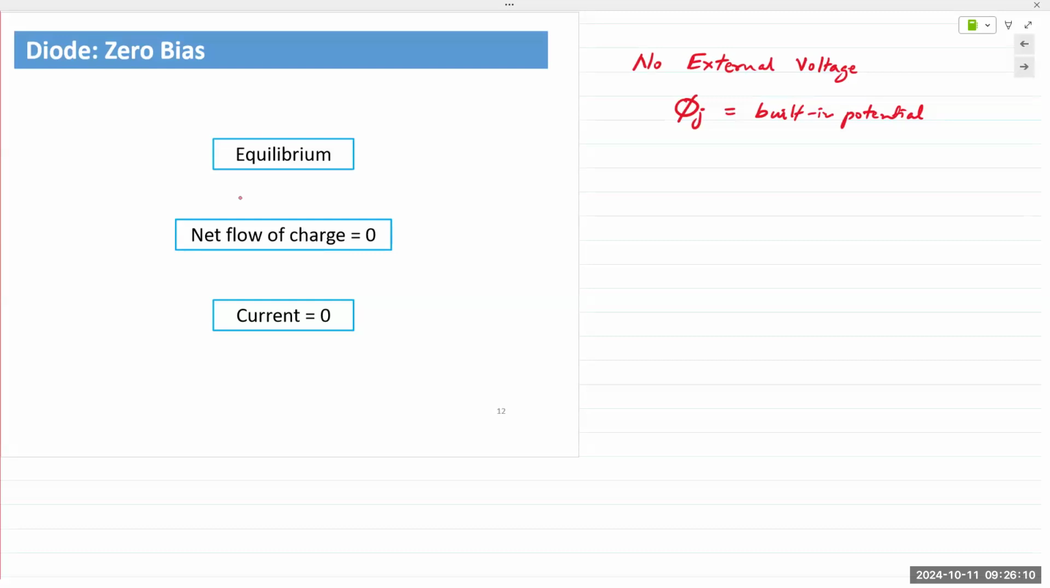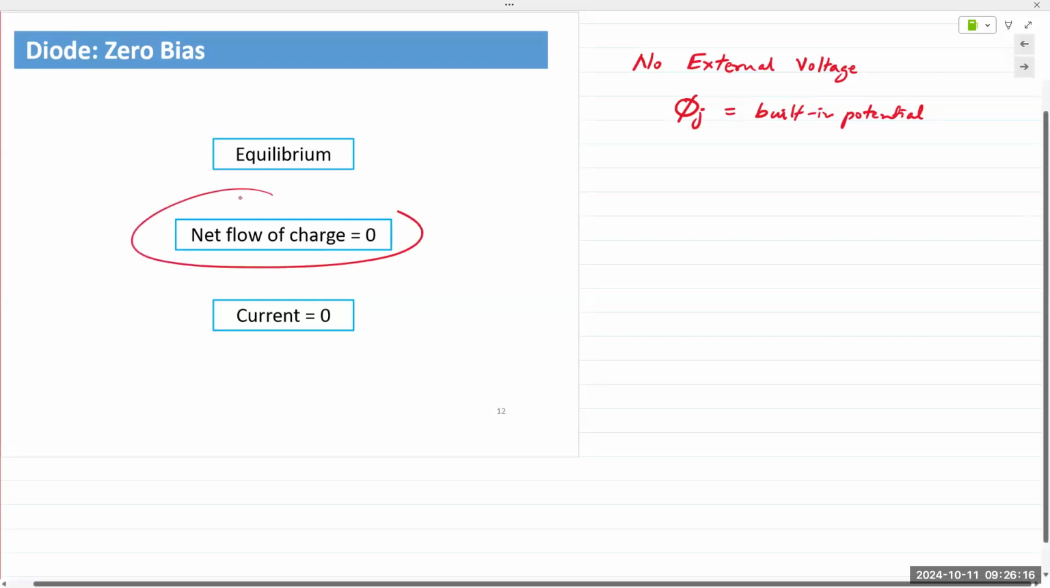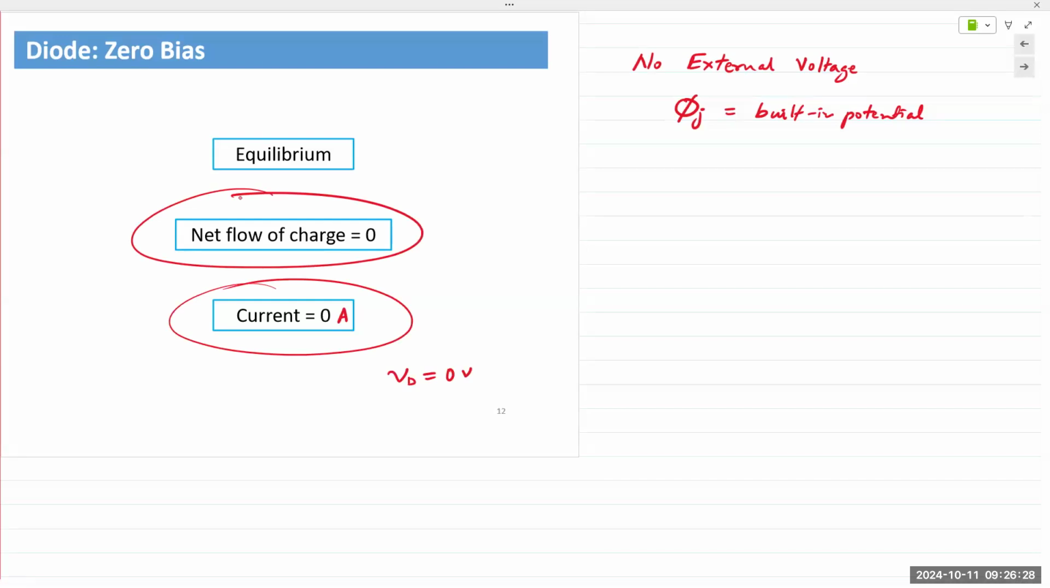We are not applying any external voltage to our diode. So at equilibrium, the net flow of charge is zero. There is no voltage applied, VD, the diode voltage, is 0 volts, hence the current is also 0. Okay. So at equilibrium, zero bias, no current flow. No voltage, no current flow. And that would basically be the diodes we have in your lab kits.